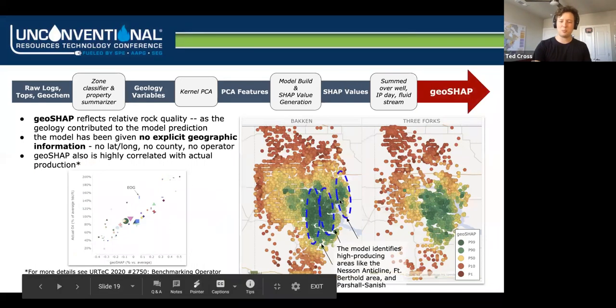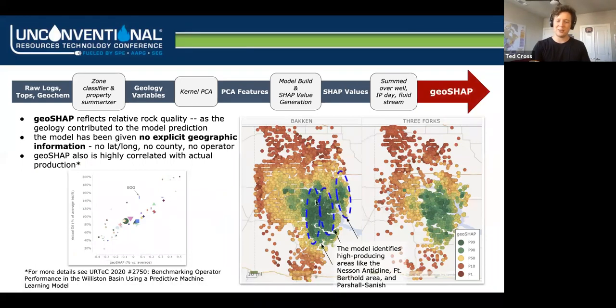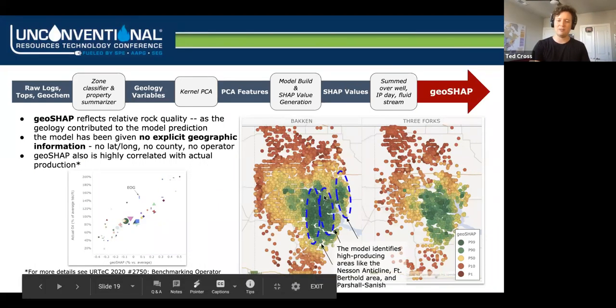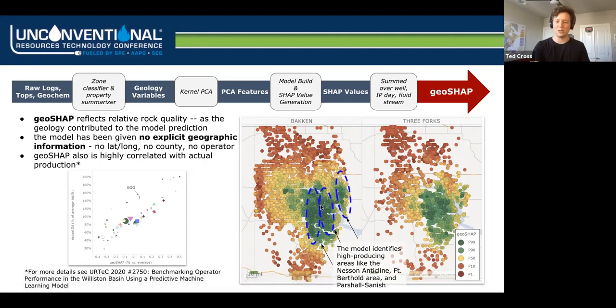The model has picked up what I know to be the 3 best producing areas of the basin: the Nesson anticline right there, the Fort Berthold area right there, and then the partial Sanish field over there in the northeast. And the other interesting thing going on here, which I didn't get into too much detail on during the talk, is that each of these 3 is a really hot spot in the basin for different reasons.